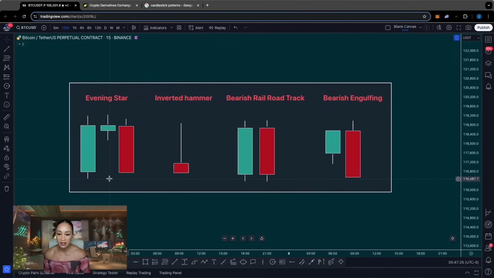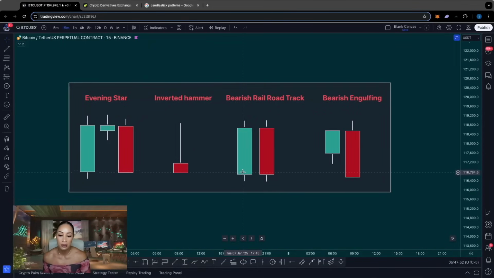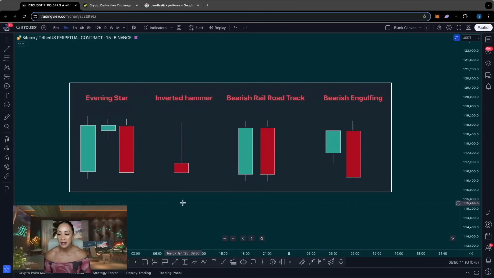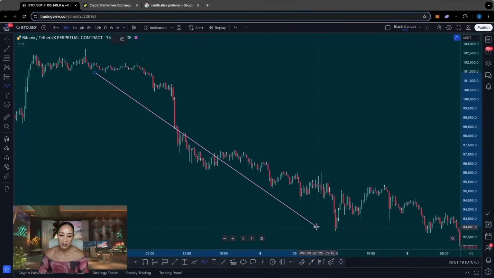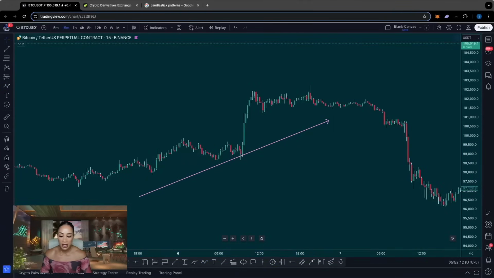The party closes, then gives us this bearish candlestick pattern, which all three of these candles together are what we call an evening star. The same logic applies to the bearish railroad track, so these two candles together, and the bearish engulfing. So we have buyers attempting to push price up before the sellers step in to push it back down. These bearish candlestick patterns help us as traders to spot when selling pressure might lead to reversals or continued price drops.